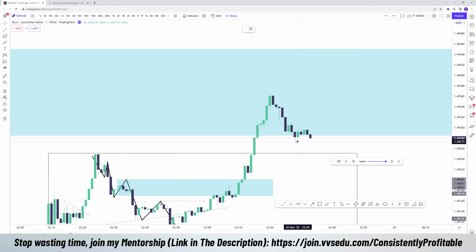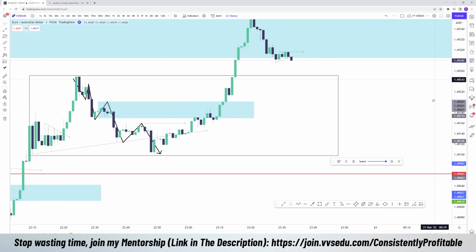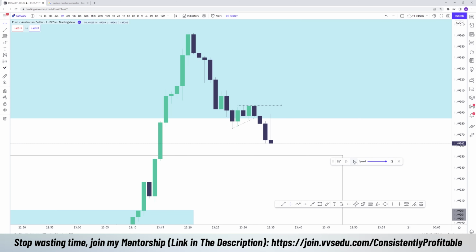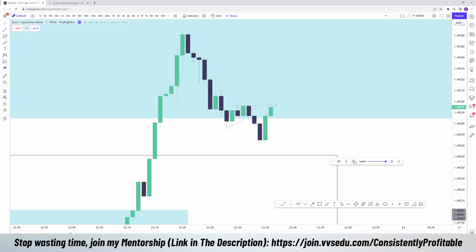Okay, we are creating a trend line inducing buyers in this market, but at the same time we created equal lows inducing sellers in the market. So even though we are breaking lower now, price might go higher again, perhaps. That's what I'm talking about.